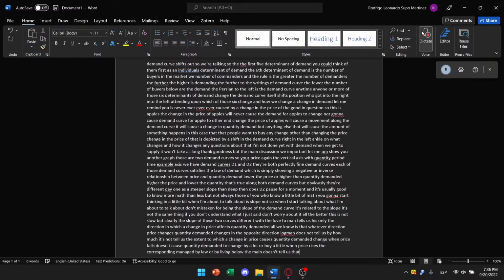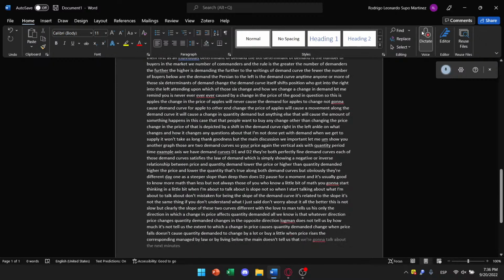What we're going to talk about for the next few minutes does talk about that phenomenon. We're going to talk now about price elasticity of demand, or simply elasticity of demand.